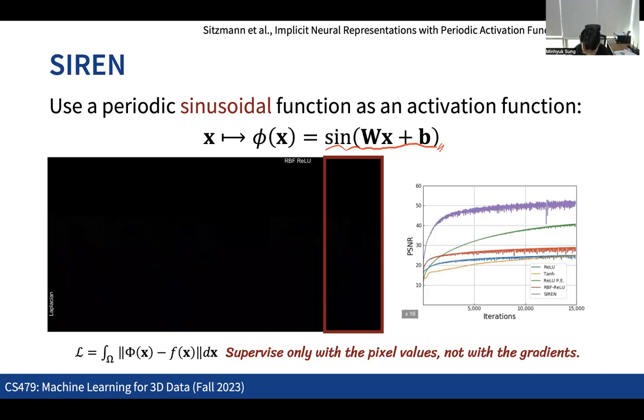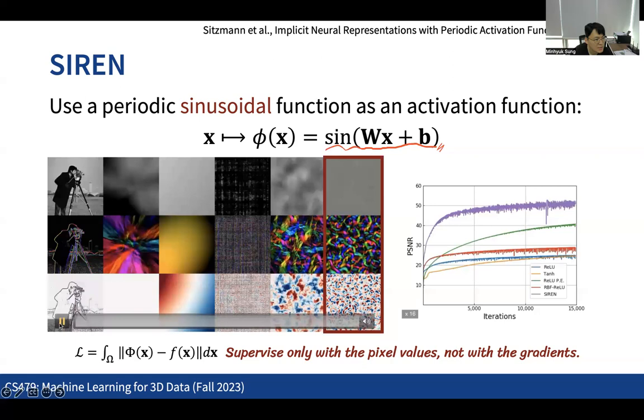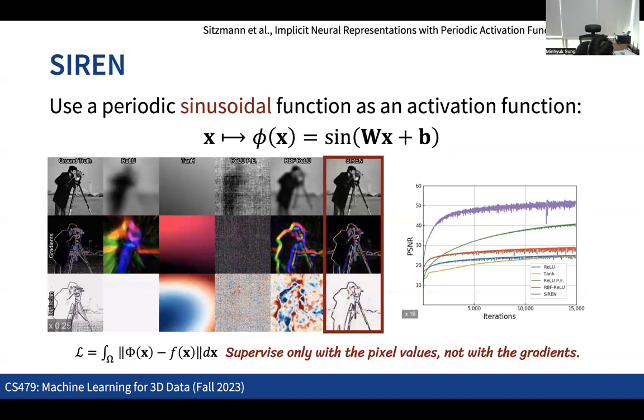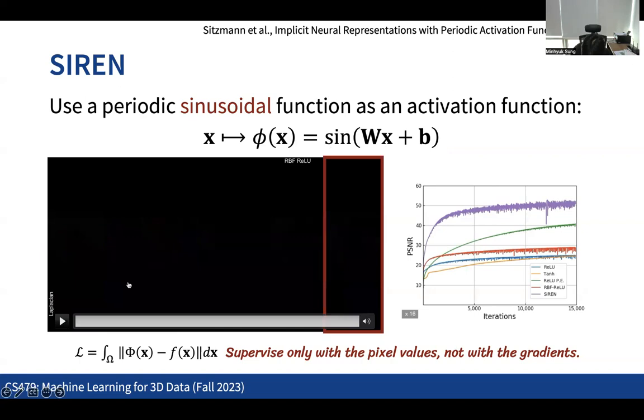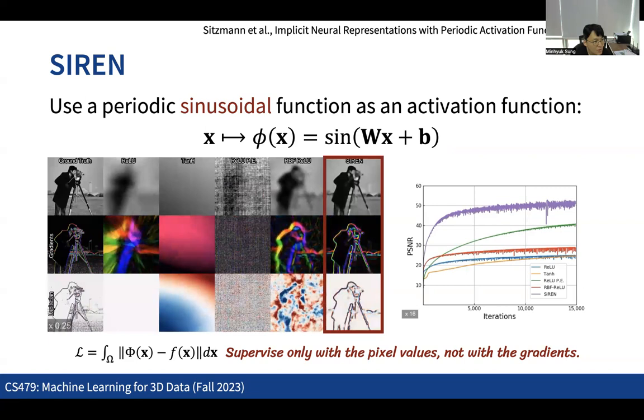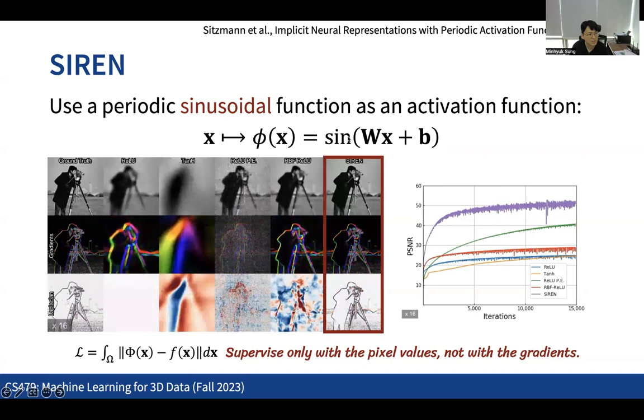So these are some examples when you use a sinusoidal function as the activation in the MLP layer. The last column is that case, and the other columns are the cases using other activation functions in the neural net architectures. First of all, you can see that the case where we're using the sinusoidal function as the activation function converges way faster.